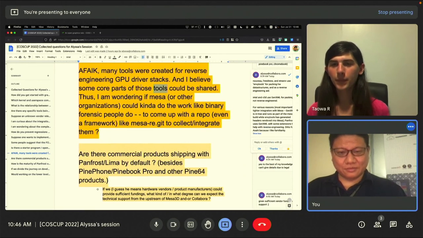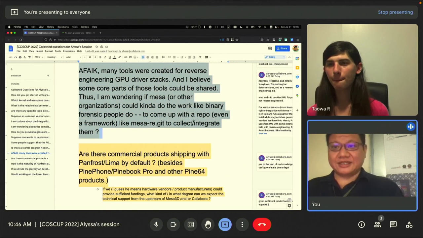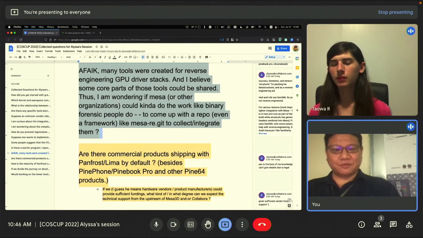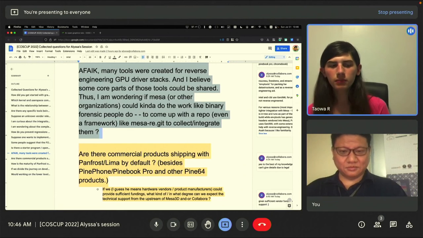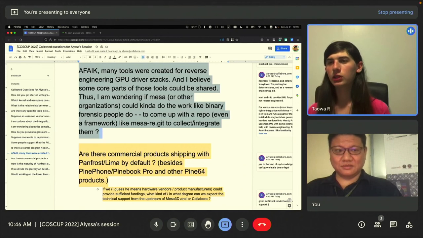So the question is that many tools were created for reverse engineering GPU driver stacks, and maybe some core parts of the tools could be shared. So was there an attempt to create some kind of reusable tooling framework for this? So the closest that we have is a project called envytools.